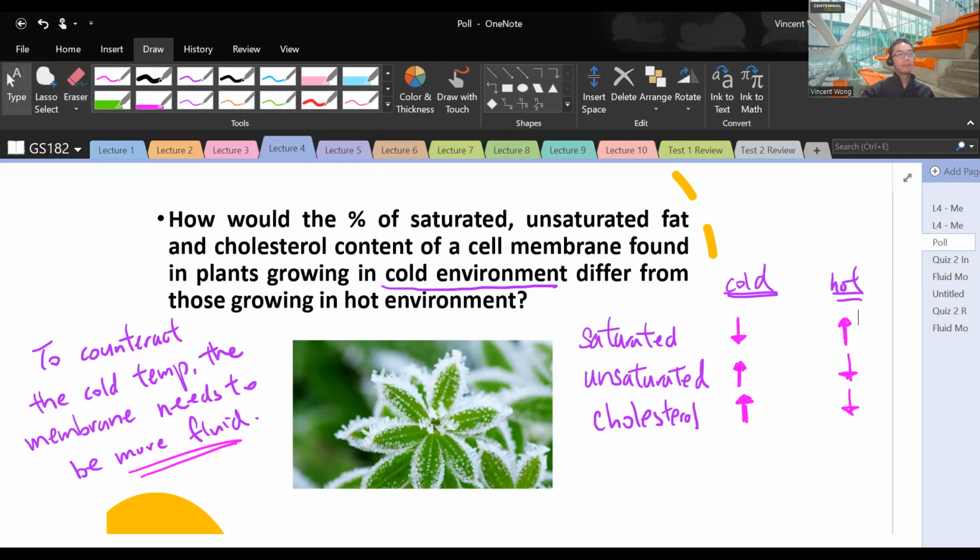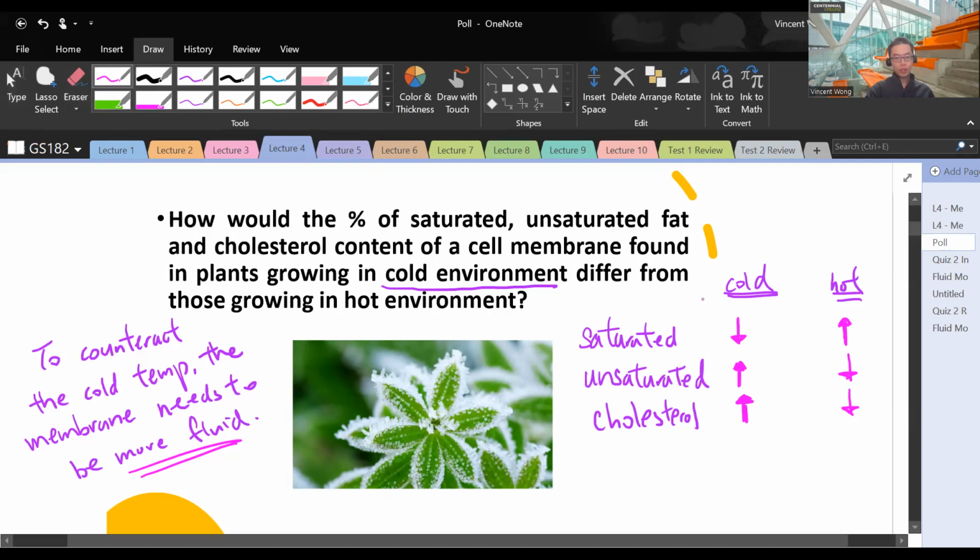Vincent, please, could you explain this again? I'm a bit confused. Sure, no problem. Okay. Do you understand this part over here? Yes, I do. Okay. So to make the membrane more fluid, you want to adjust the composition of these various components. Okay. Now we learned that saturated fatty acids tend to be solid at room temperature, right? Remember we learned that in Unit 2?